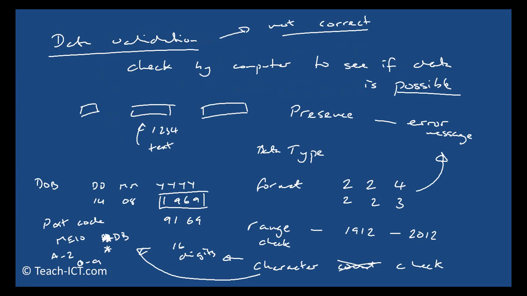Validation, I think let's skip validation, we've gone through that. When you put data into a form, it's looking to see, is it present? Is it of a certain data type? Is it in the correct format? Does it lie within a certain range? And do we have any rogue characters in it that are not possible? So hopefully that's all made sense. It's time to move on to the next video.